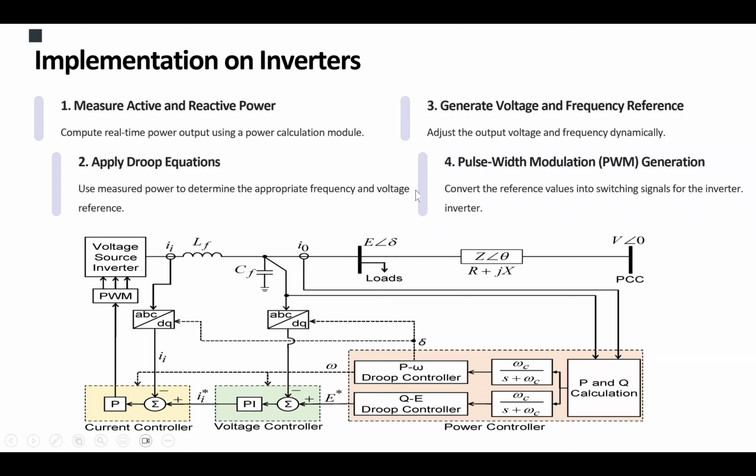After you generate those values, you convert those reference values to the PWM. You would give that to your PWM and it would react accordingly.